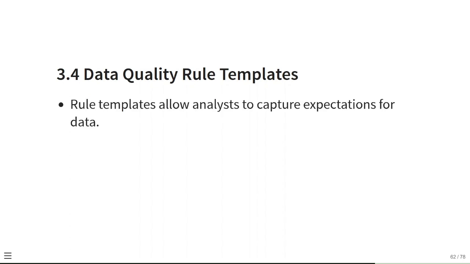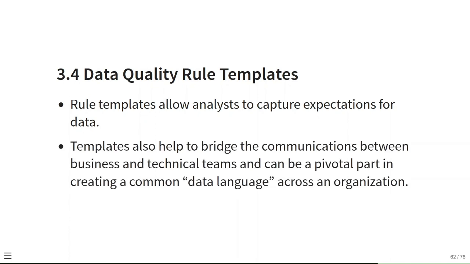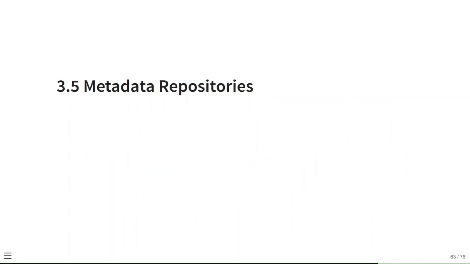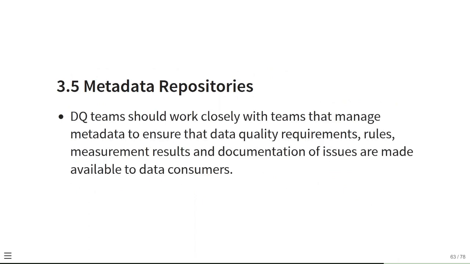Data quality rule templates. Rule templates allow analysts to capture expectations for data. Templates also help to bridge the communications between business and technical teams and can be a pivotal part in creating a common data language across an organization. Metadata repositories. Data quality teams should work closely with teams that manage metadata to ensure that data quality requirements, rules, measurement results, and documentation of issues are made available to data consumers.